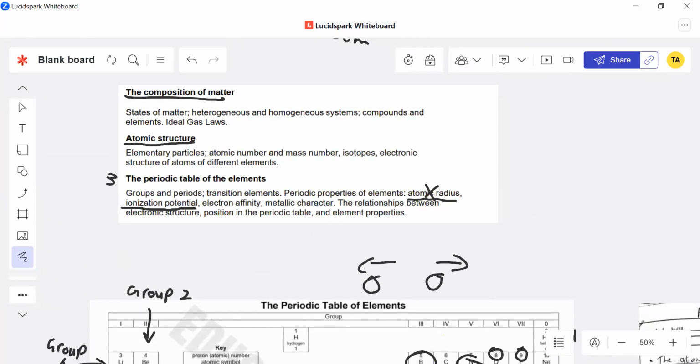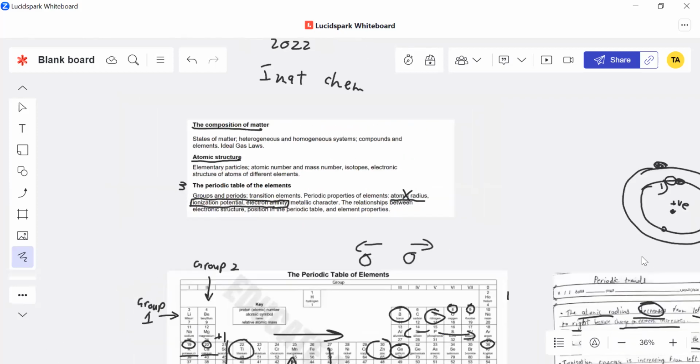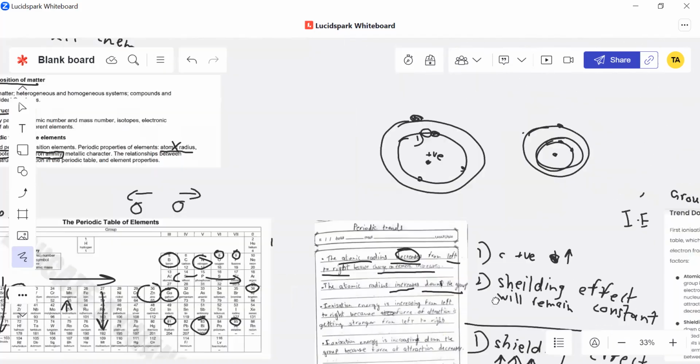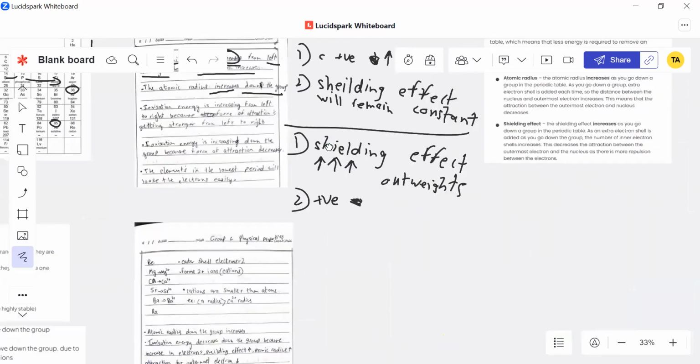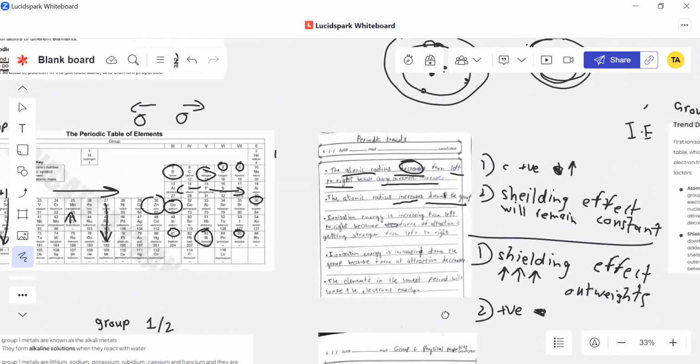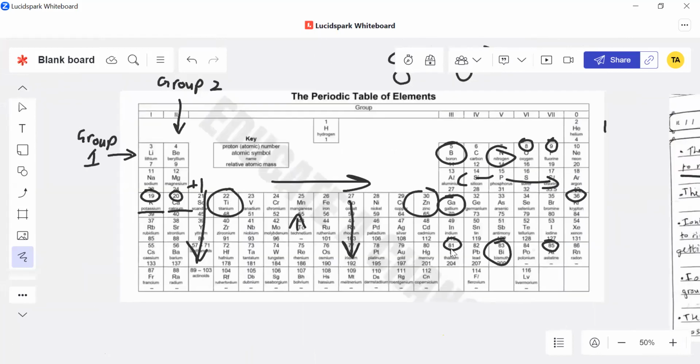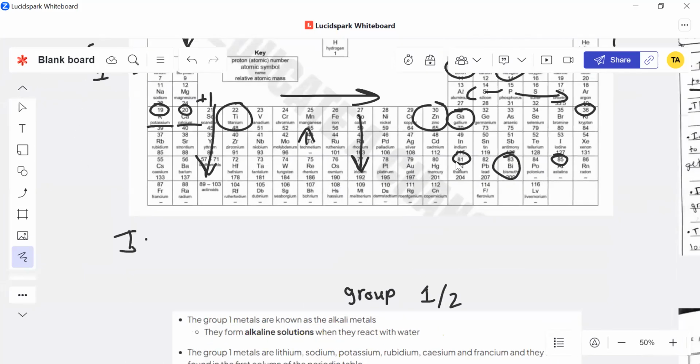Now let's get to ionization potential and electron affinity. Ionization potential is another name for ionization energy. Now, where is ionization energy? So what is ionization energy? Ionization energy is the energy required to remove an electron from an atom or an element, right?